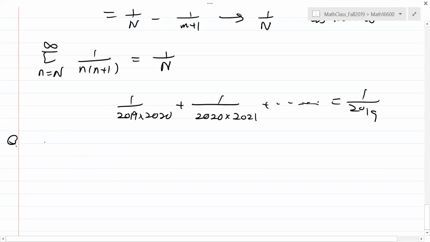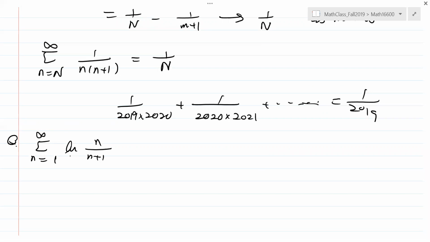Okay, let me ask you to do this problem. Think about it. Natural log of n over n plus 1, that's the general term, the nth term. And whether this series is convergent. If it's convergent, what is the sum?